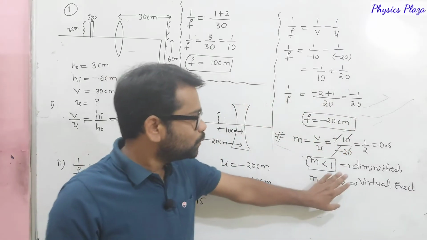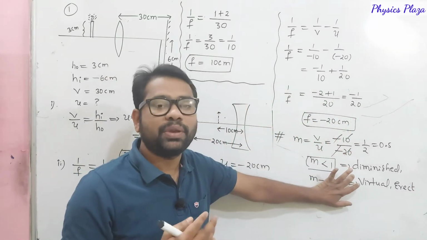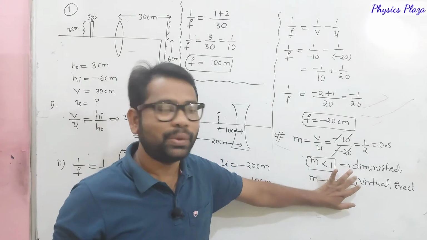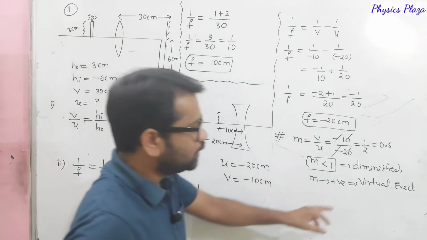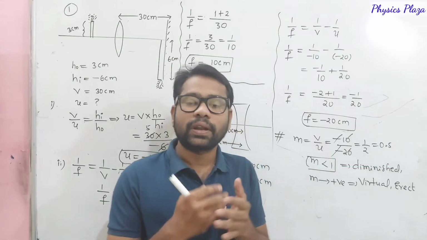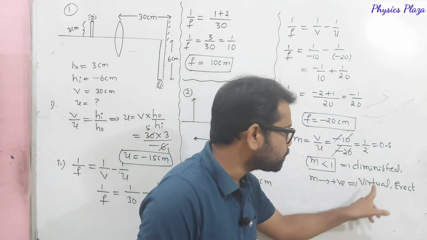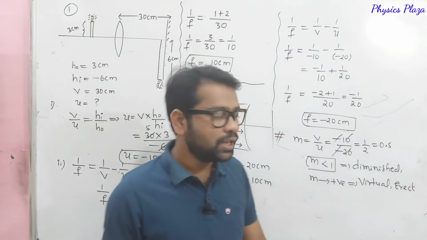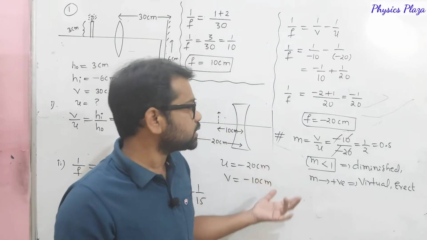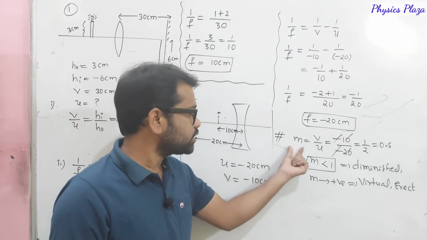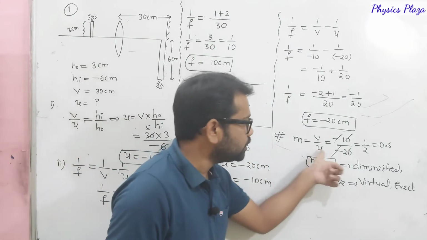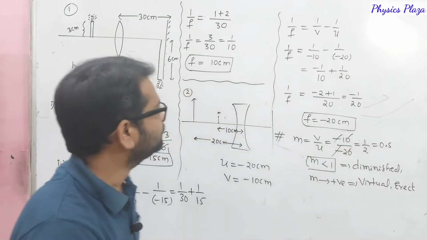Children, just to write the characteristics of the image formed, you don't need to do the numerical, because it is a concave lens. Obviously, a concave lens always forms a diminished, virtual, erect image only. So this is how we have to follow, even if they ask us to calculate the magnification in this case. Okay, just copy it.